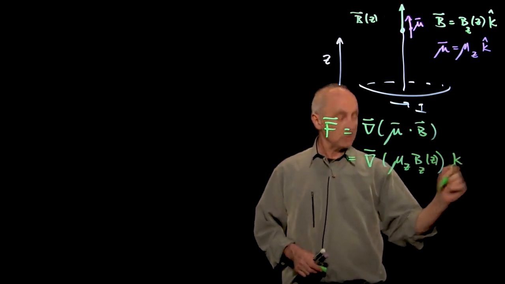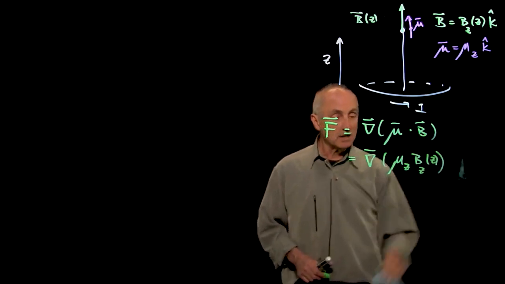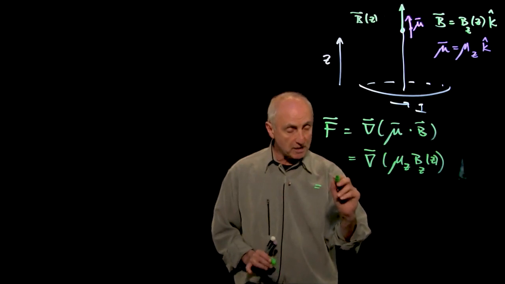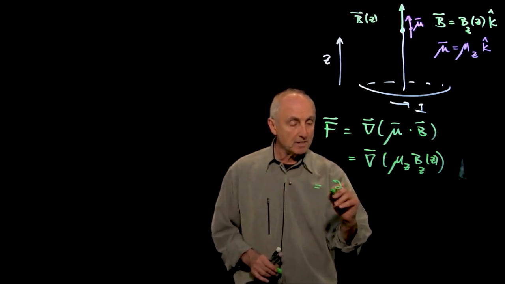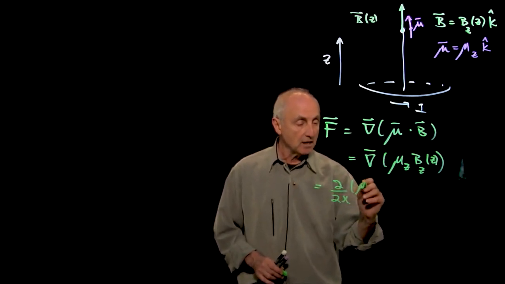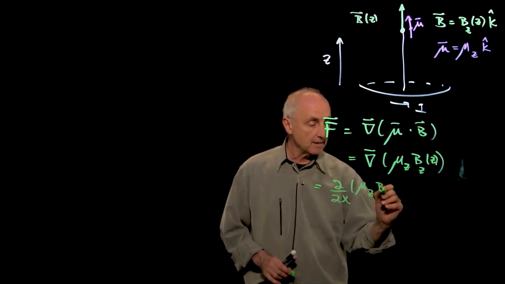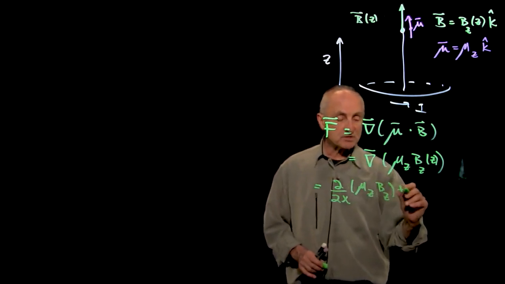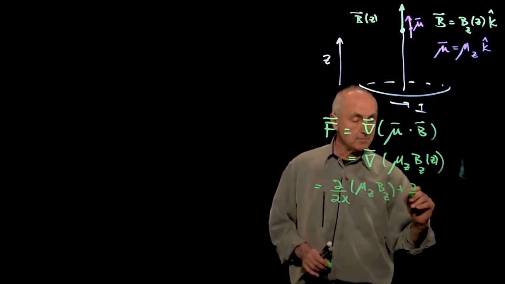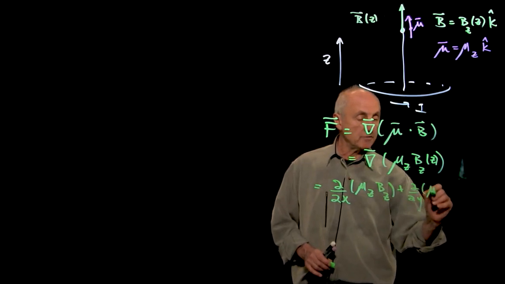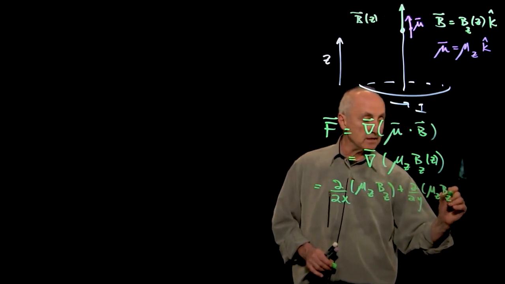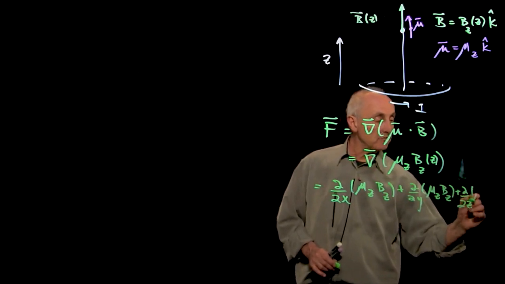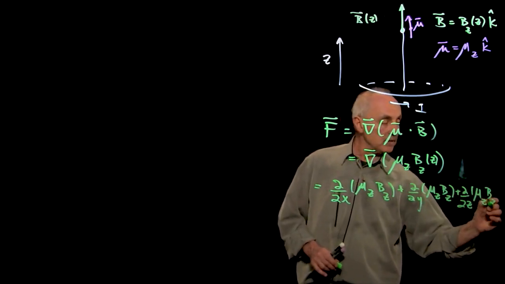In general, we have the gradient. Now, in general, the gradient has three terms, so we have to be a little bit careful. There's a d by dx of mu z Bz, plus d by dy of mu z Bz, plus d by dz of mu z Bz.